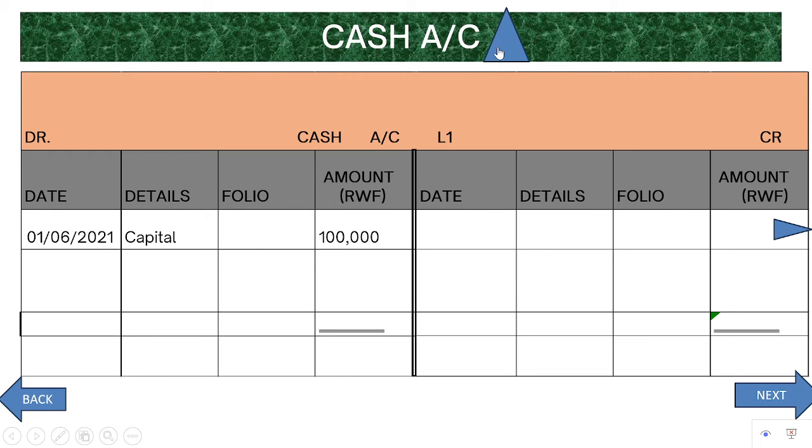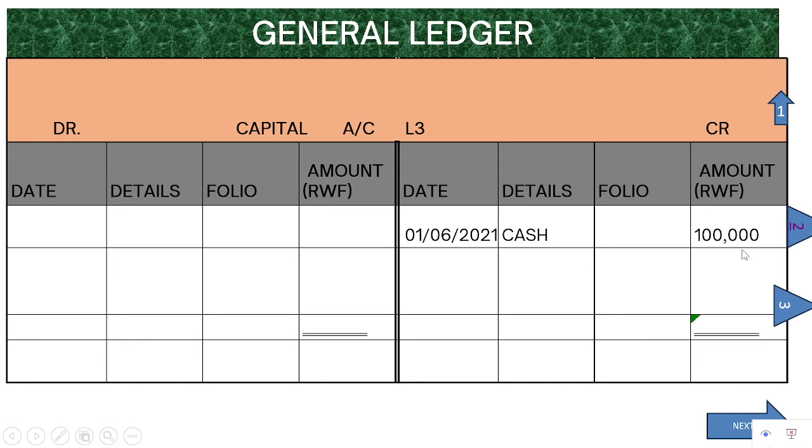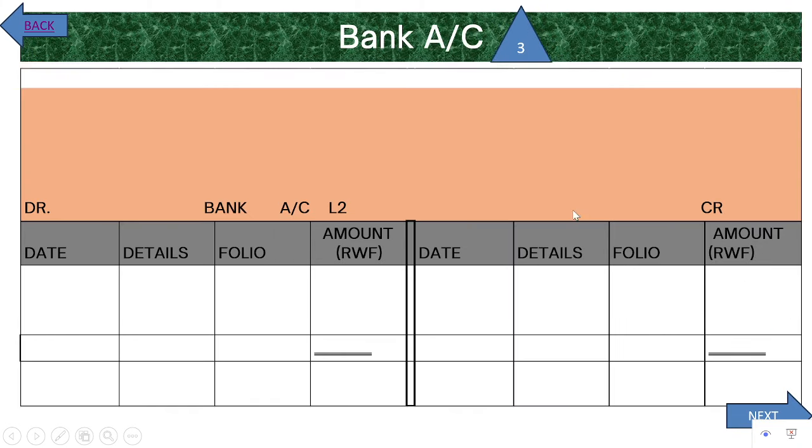We shall have to go back to the capital account and credit the capital account. In the details, we write bank because the bank account is going to increase. It is a corresponding account, with 100,000. Then go to the bank account and debit the bank account. This is to complete our double entry.